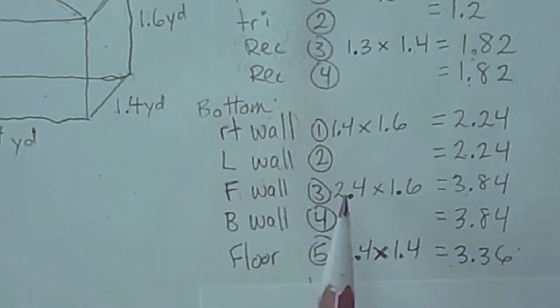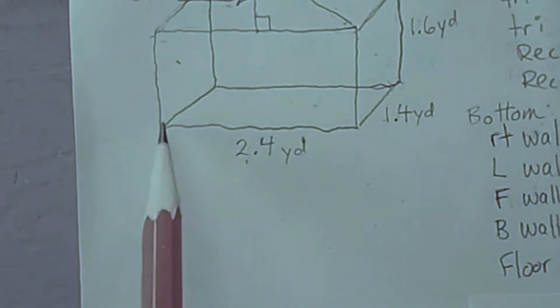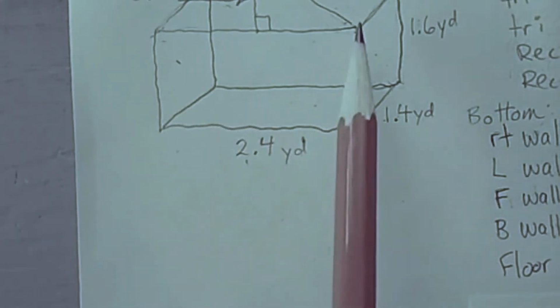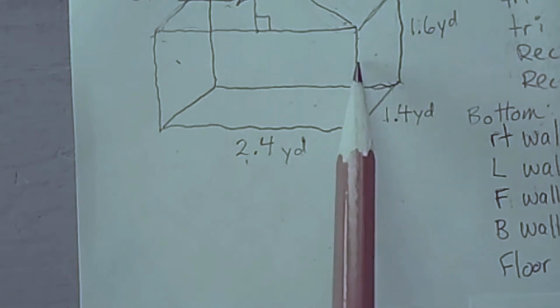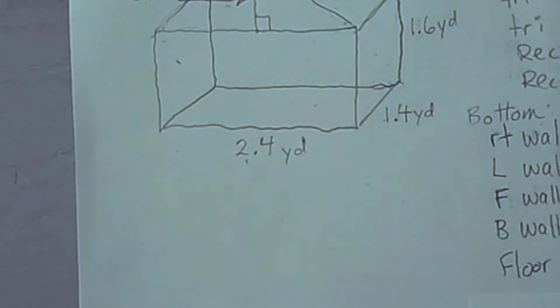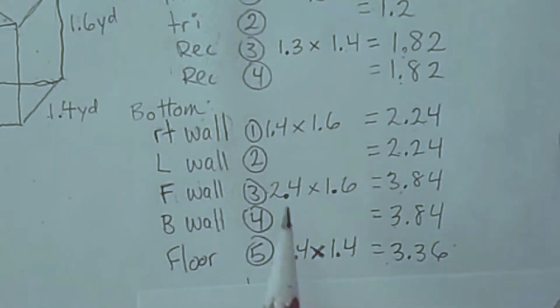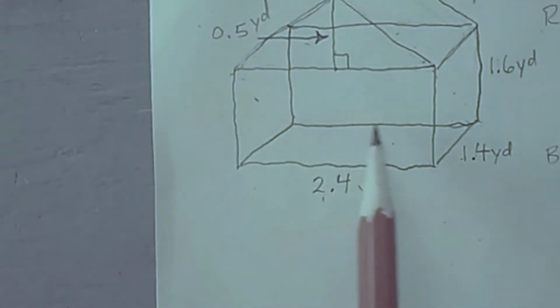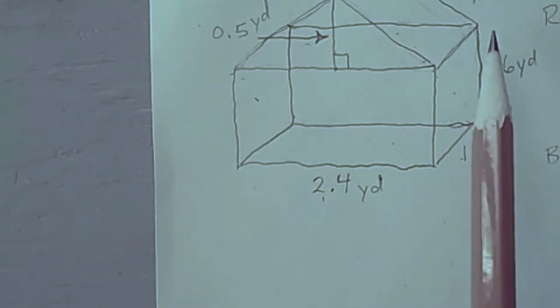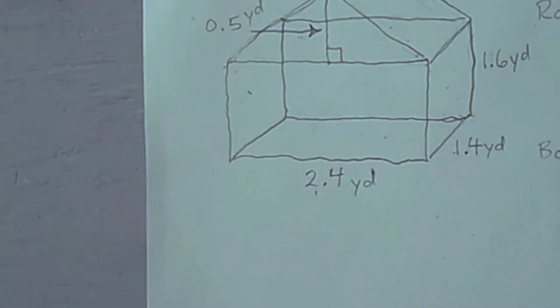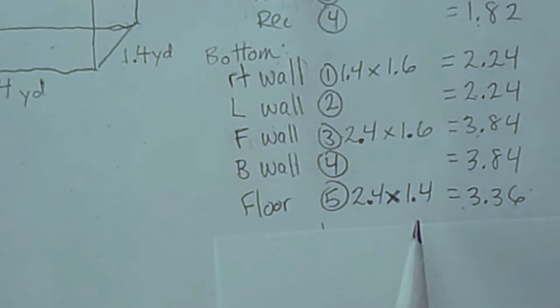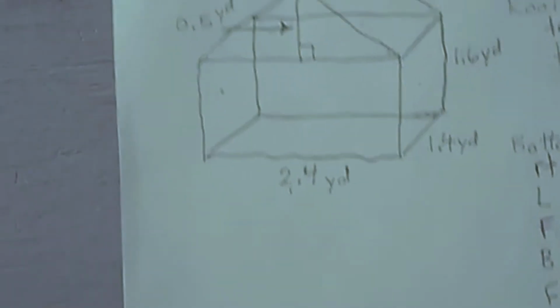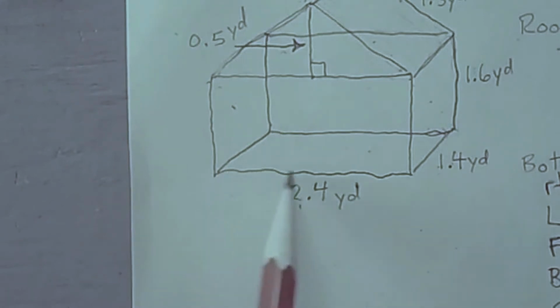Now the front wall is this. It's going to be 2.4 times 1.6, because that's 1.6, so that's also 1.6. 2.4 times 1.6, that is 3.84. Now the back wall is going to have that same area, that same 2.4 times 1.6. And then the floor. We have a floor here, and that's another area. That's not shared by the two. So it's going to be 2.4 times 1.4 for that floor.